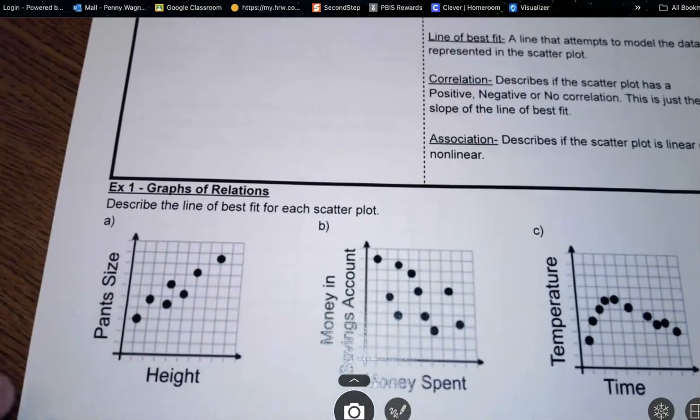Alright, so we're going to take a look at some of these. We're going to describe the line of best fit for each of these scatter plots. And while we're doing this, we're also going to talk about what it would look like if we were to draw the line of best fit.